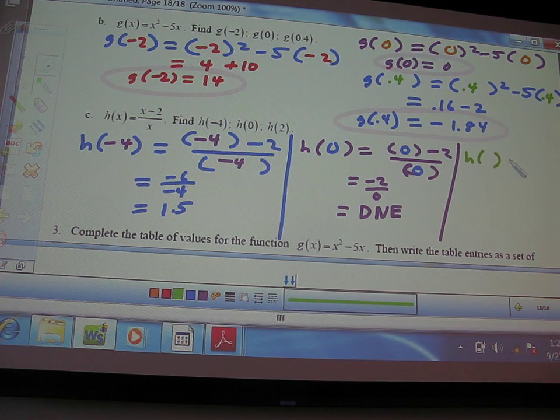H of ( ) equals ( ) minus 2 over ( ). What goes inside of here? 2. Okay, so now I get 2 minus 2 is 0 over 2. 0 over 2, that does equal 0. So h of 2 is 0.